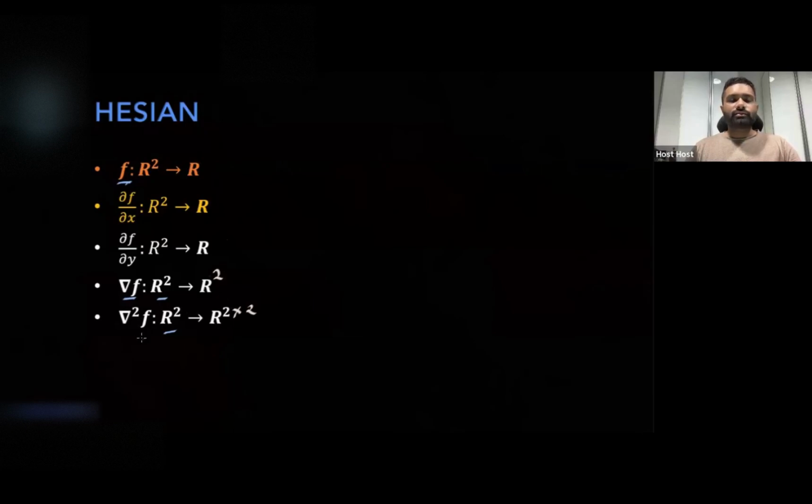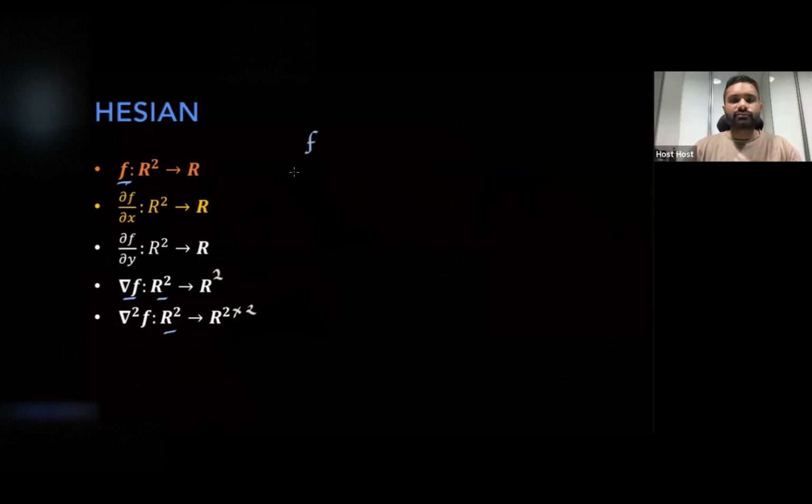Again, you are doing the differentiation. So that is grad square you are doing, or a Hessian you are doing. Domain remains the same. So that is R square. The codomain will be multiplied by 2 again. So it will become 2 cross 2. What I'm trying to say, is it clear to everybody?